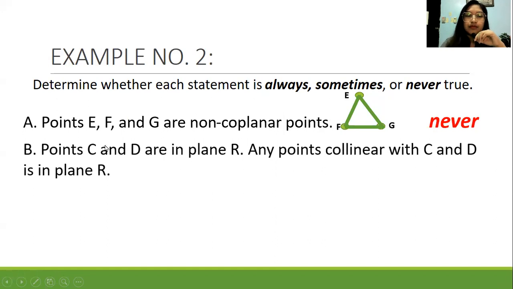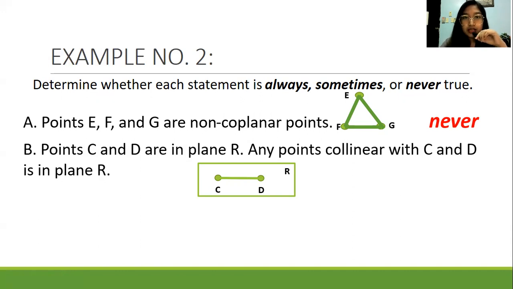Next, letter B, we have points C and D are in plane R. Nasa loob daw ni plane R si point C at si point D. Any points collinear with C and D is in plane R. Any points daw na collinear na nasa loob ng isang line ni point C, ni line CD ay nasa loob din daw ni plane R, which is always true.